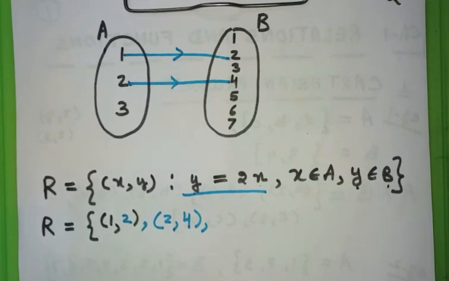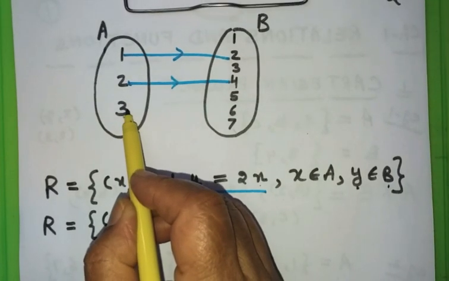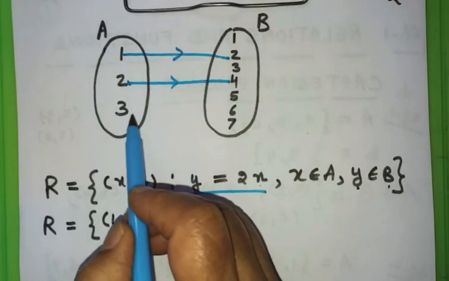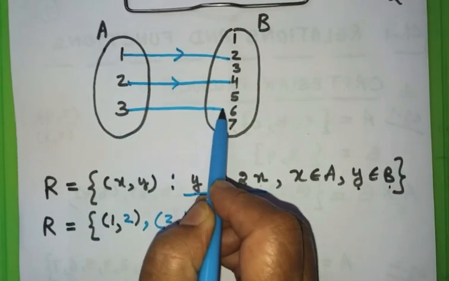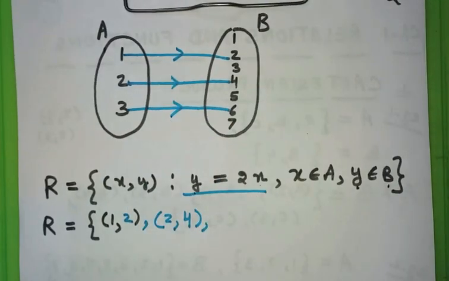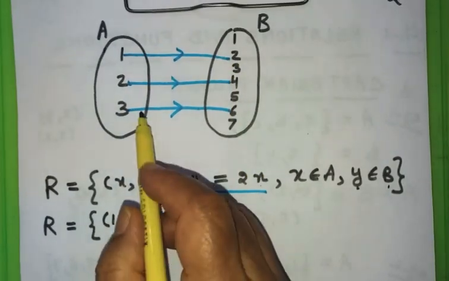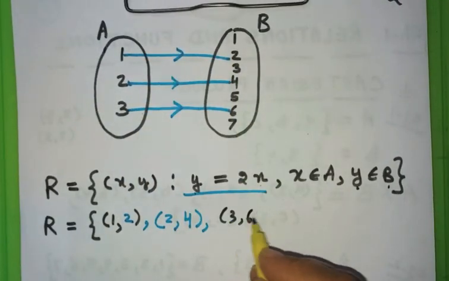Now see the third element 3. Which element in set B is double of 3? So we can see that 6 is the only element which is double of 3. So now what are the ordered pairs? (1, 2), (2, 4) and (3, 6).